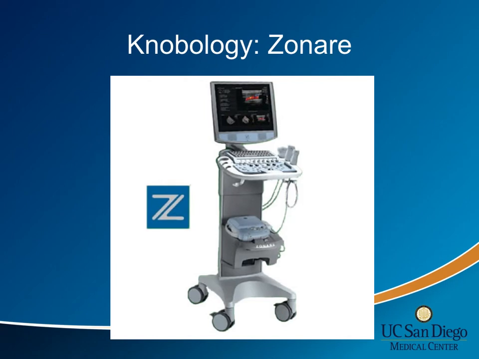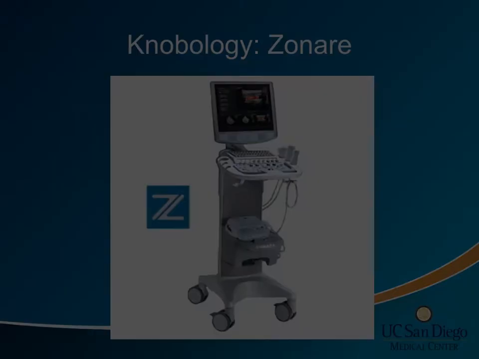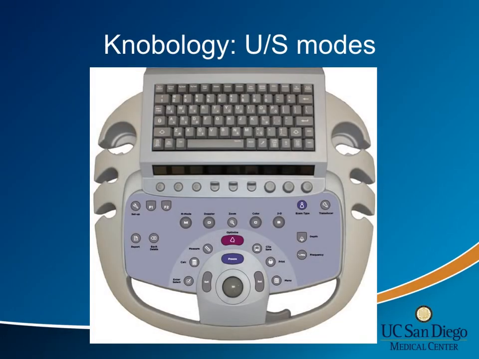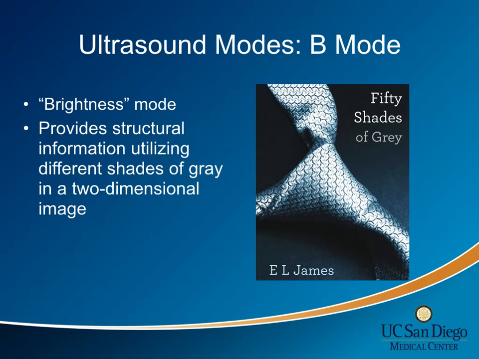Currently, both departments are staffed with Zonare machines. When setting up the machine, you will use the transducer button to select the probe you want. This is followed by the exam preset. The next 4 buttons correspond to the different modes of ultrasound. At the far right is the B button.